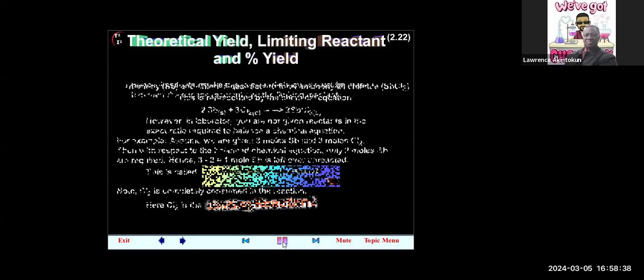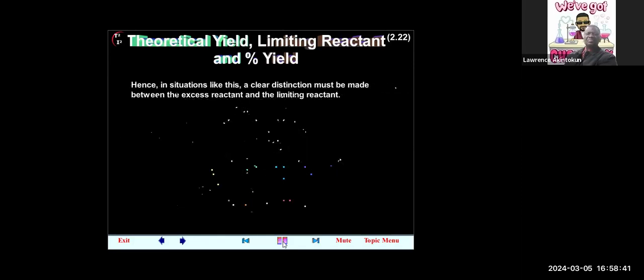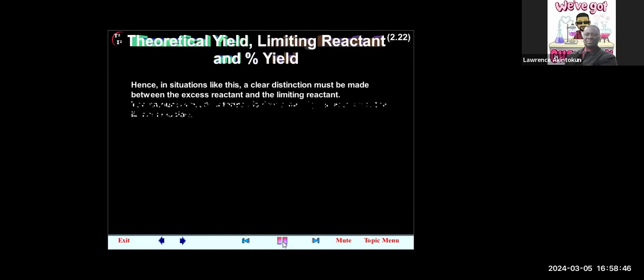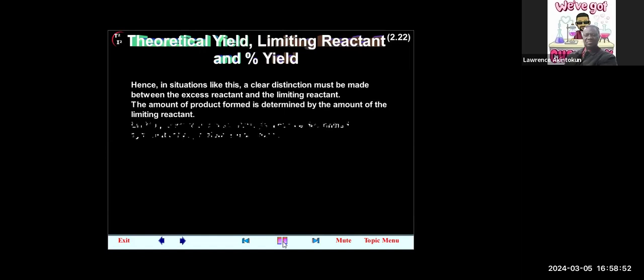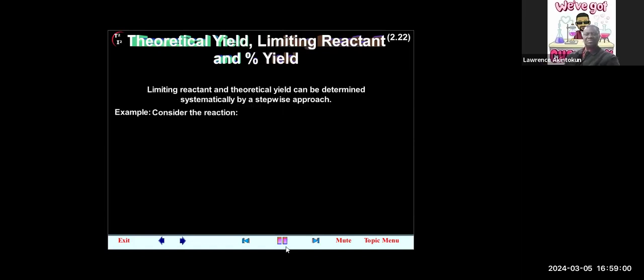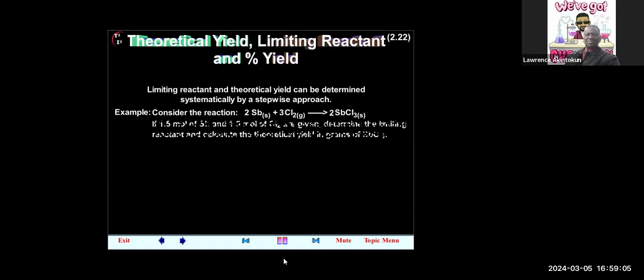Hence, in situations like this, a clear distinction must be made between excess reactant and the limiting reactant. The amount of product formed is determined by the amount of the limiting reactant. Limiting reactant and theoretical yield can be determined systematically by a stepwise approach. Example: consider the reaction. If 1.5 moles of Sb and 1.5 moles of Cl2 are given, determine the limiting reactant and calculate the theoretical yield in grams of SbCl3.